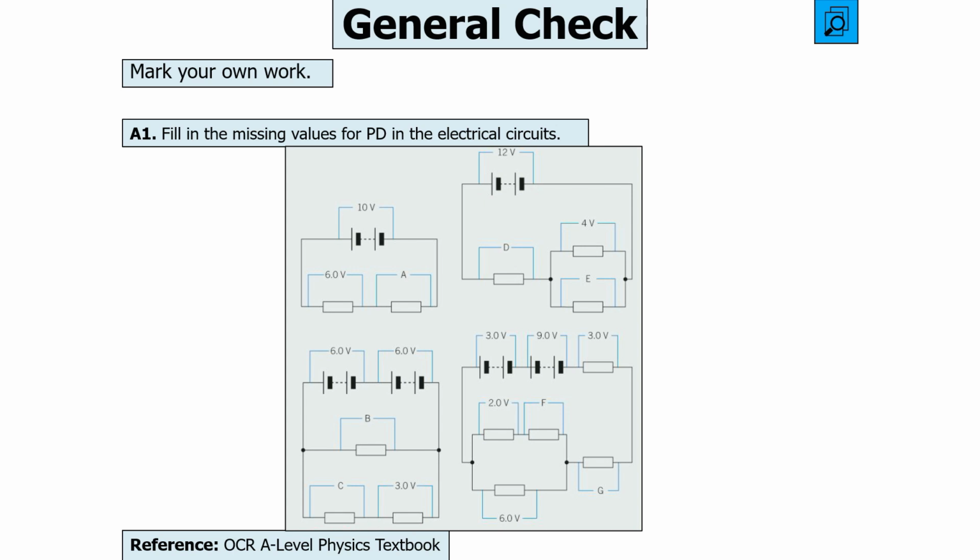So we know in the first one 10 volts is going in, so 10 volts is going out, so the one must be 4 volts. In the second one we know 6 and 6 volts are going in, so that's 12 volts, so it must be for B 12 volts in total, because that's the only thing on that branch. But in the other one C must be 9, because 9 plus 3 equals 12.